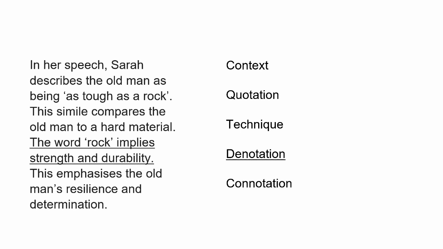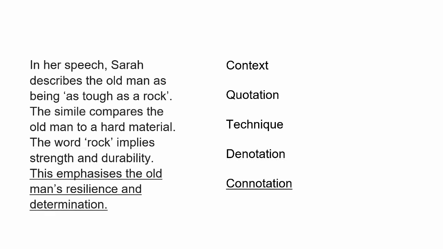Denotation explains the literal meaning of the word. So here we have the word rock implies strength and durability. The connotation section then builds on the denotation by explaining the associations that are created through this word and through the author's use of language and technique.